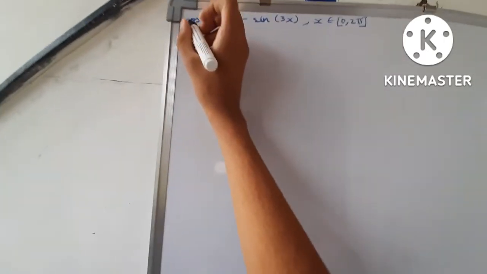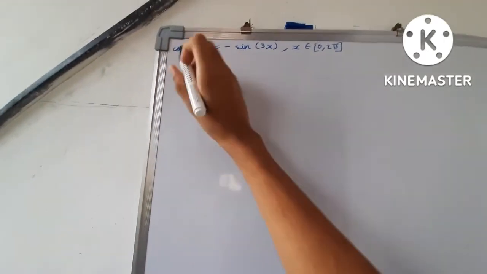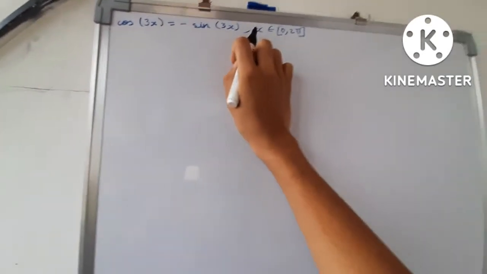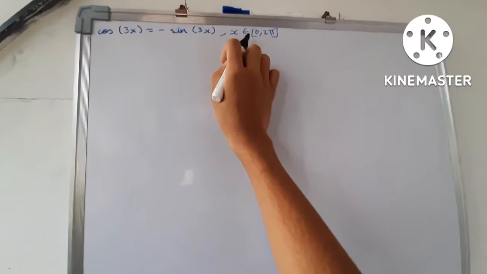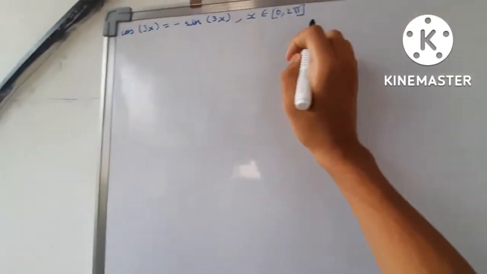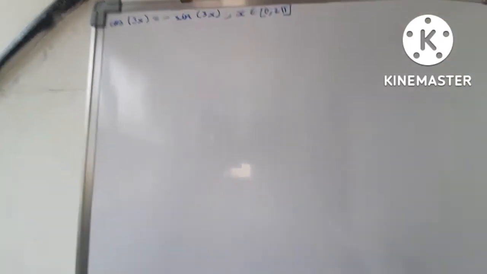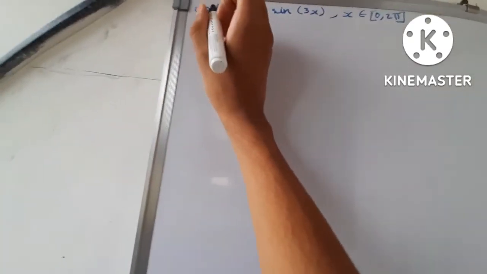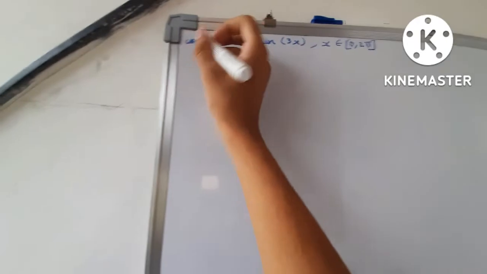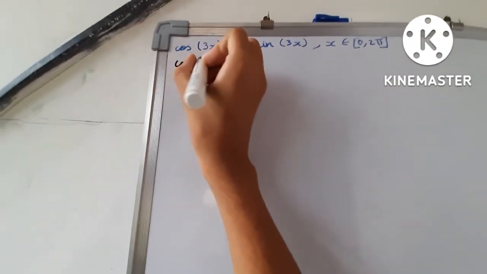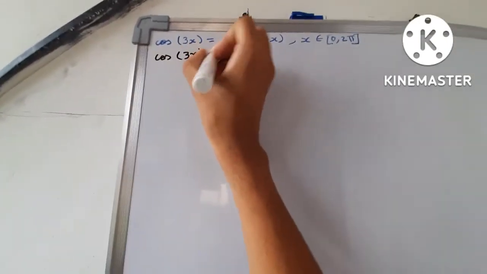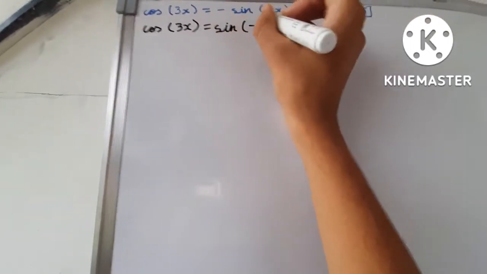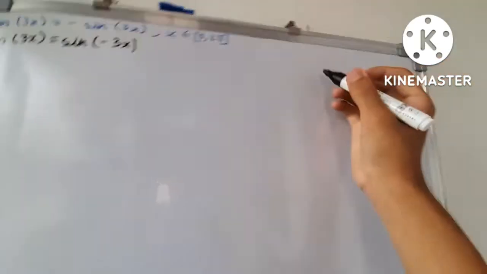Anyways, we've been given that cosine of 3x is equal to minus sine of 3x, where x is in the interval 0 to 2 pi, the closed interval. So you can have 0 and you can have 2 pi. First of all, because I've said functional analysis, you know by this point that I'm going to use the property of the sine function being an odd function.